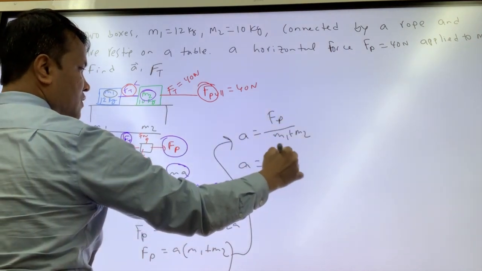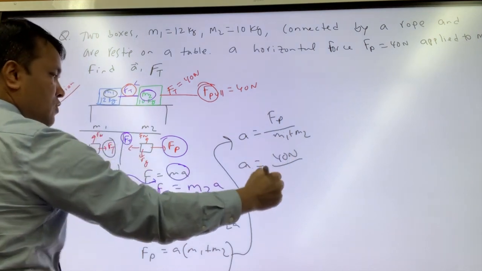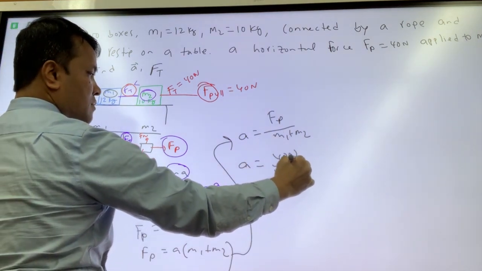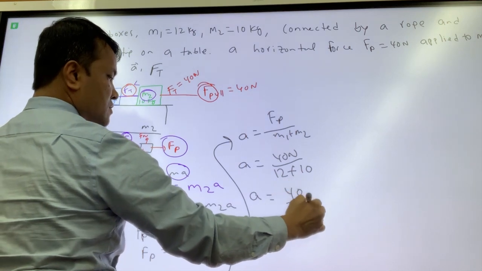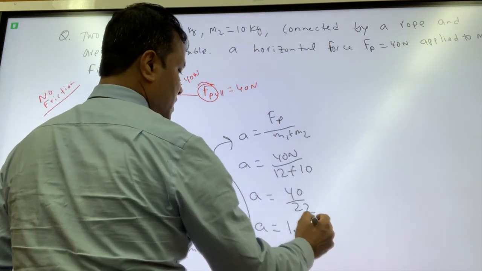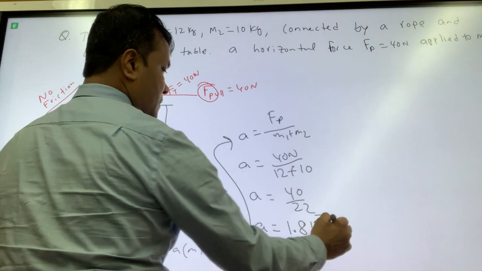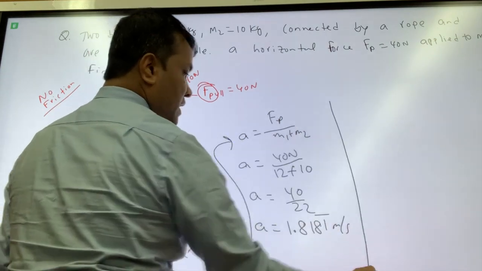So a is equal to 40 Newton over m1, which is 12, plus m2, which is 10. So 40 over 22 is 1.8181, repeating.